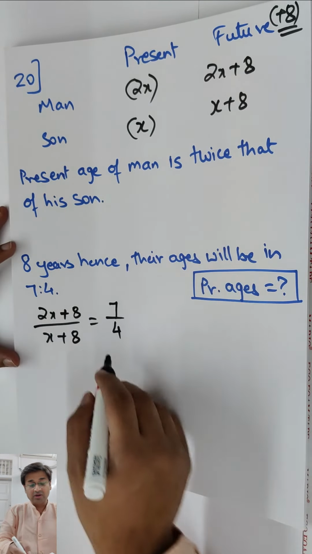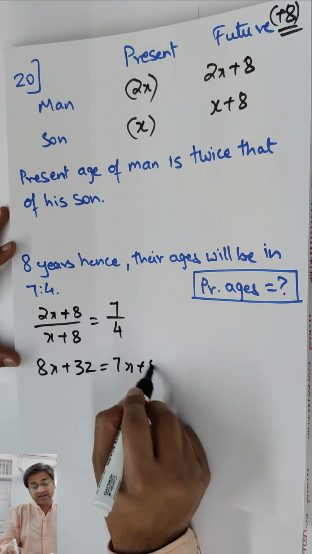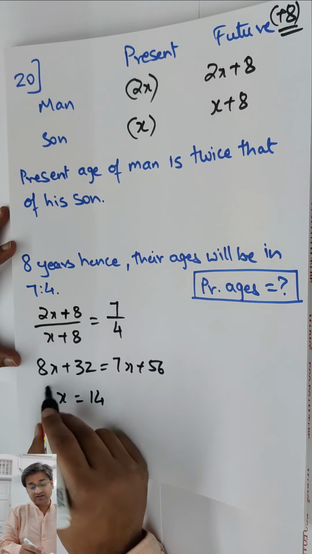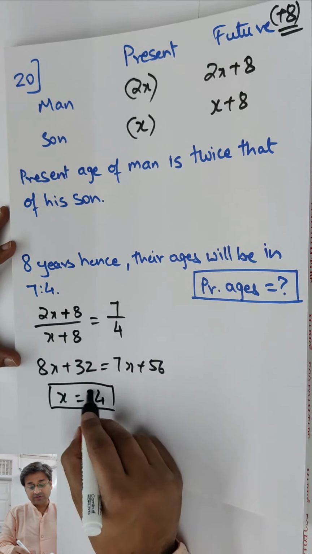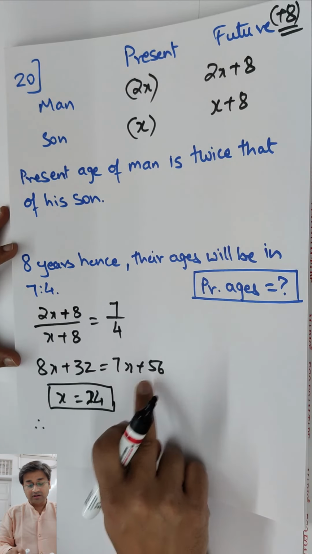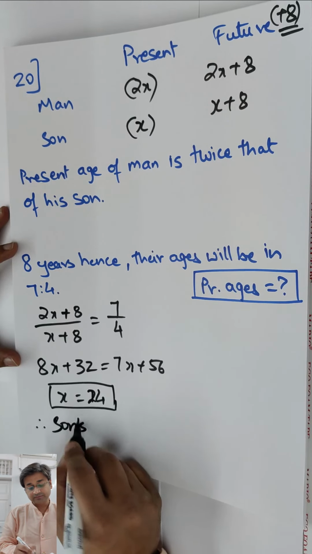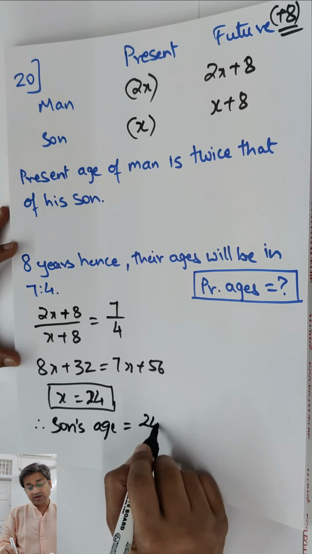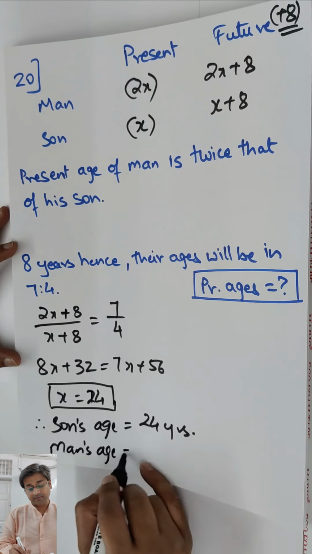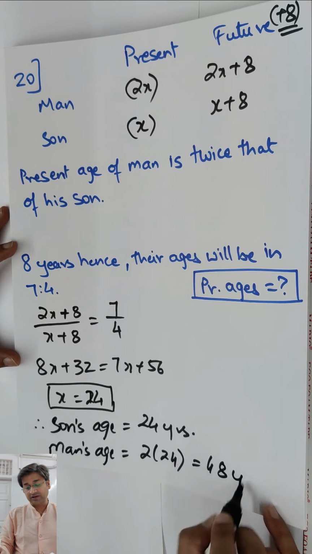Come on, hit it now. So 4 twos are 8, 32, 7x, 56. So x goes on the other side. I will get this as 24. Sorry, my bad. So therefore, am I correct? 30, 40, 50, 56. Correct. Therefore, the son's age is 24 years and the man's age will be twice of 24, that is 48 years.